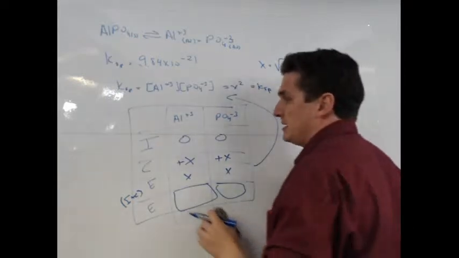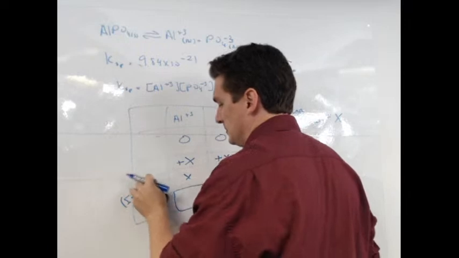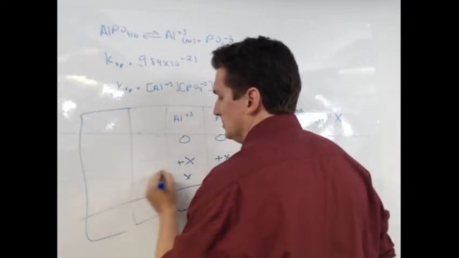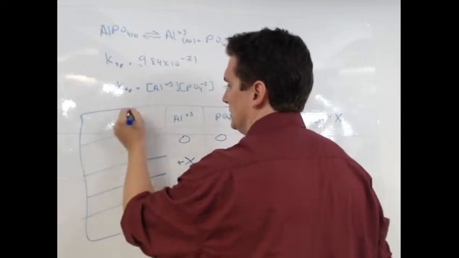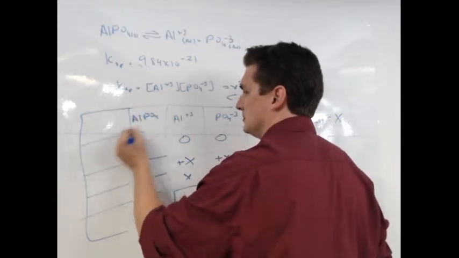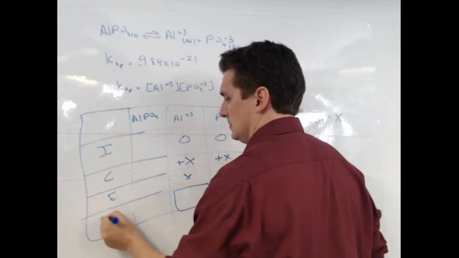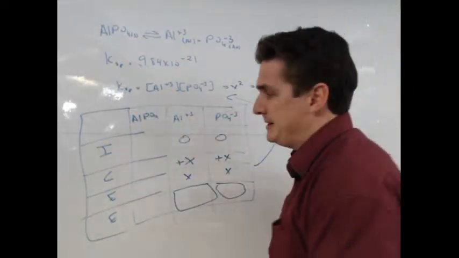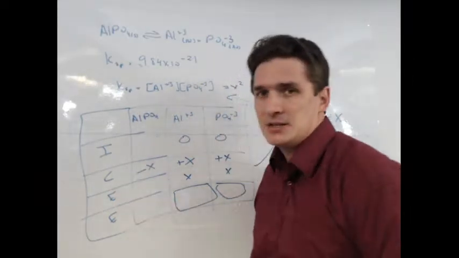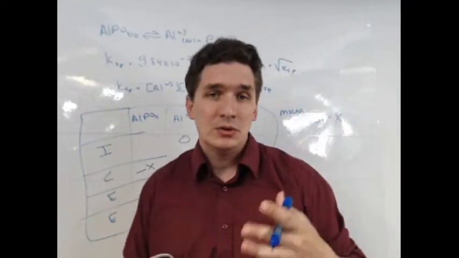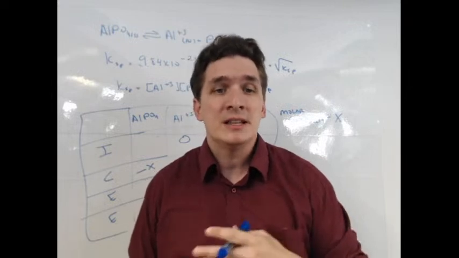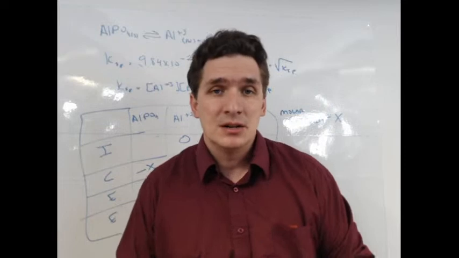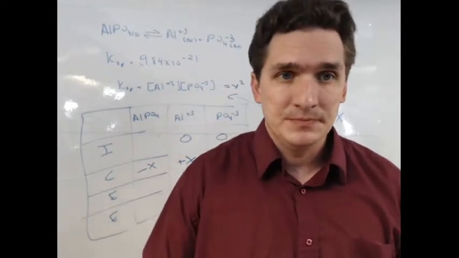The reason that works out is that if we were to include the aluminum phosphate in here, the concentration doesn't matter because it doesn't show up, but what we would find is that the change here is minus X. So that's how many moles per liter are dissolving of the aluminum phosphate, and that's what a molar solubility is. It describes how many moles of the solid dissolve per liter of solution.